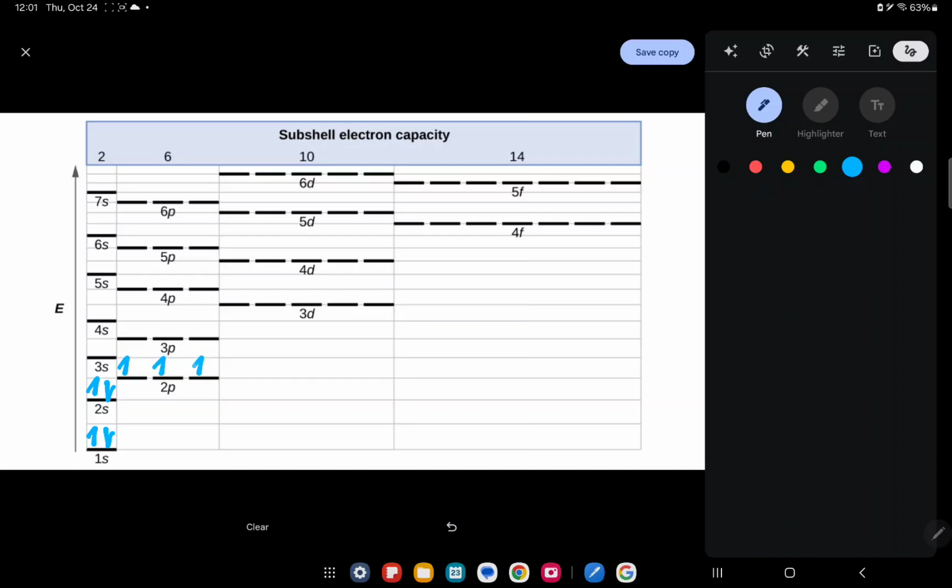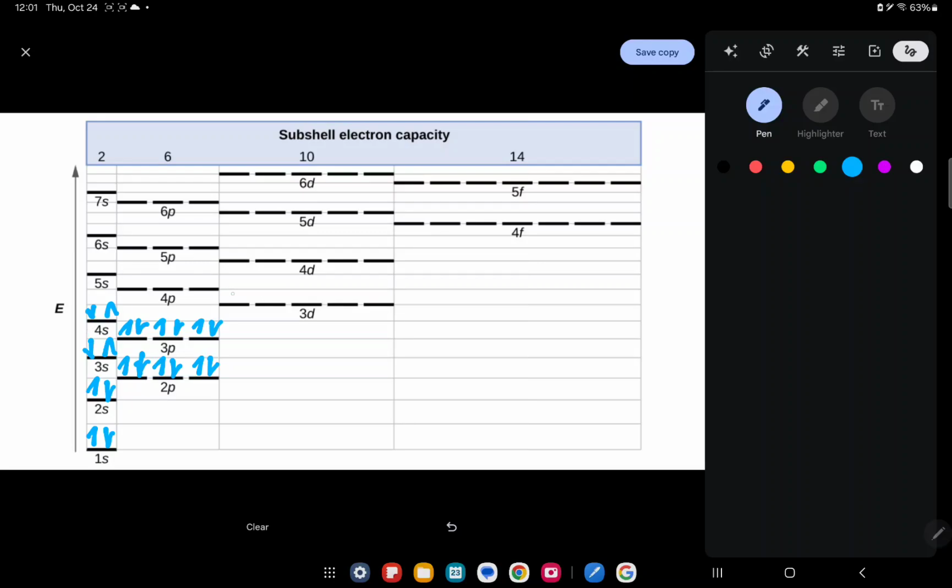Again, we fill each one partially before we start to fill it completely. And then once this one's filled, we move to the next level. So that's the 3s. Once we fill that full orbital, we move to the next 3p orbital. We partially fill it. When we finish, then we switch up to this one. Once that's filled, the next one is actually going to be the 3d orbital after 4s.